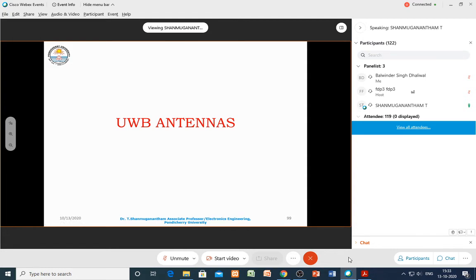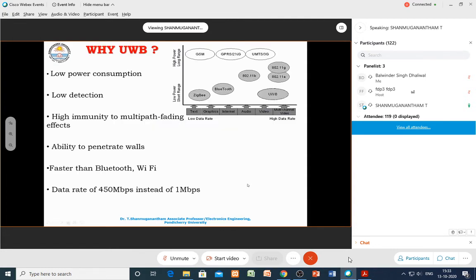The other one was UWB. UWB is particularly used for biomedical applications, mainly because of the low power consumption, high data rate, low detection, and high immunity to multipath fading effects. It also has the ability to connect through pulses, and because of the high data rate it is faster than Bluetooth and Wi-Fi, with a data rate of 450 megabits per second instead of 1 Mbps.